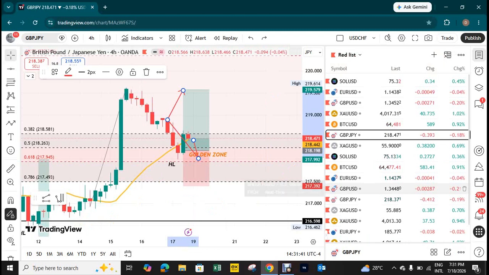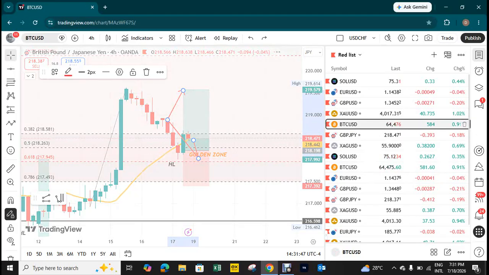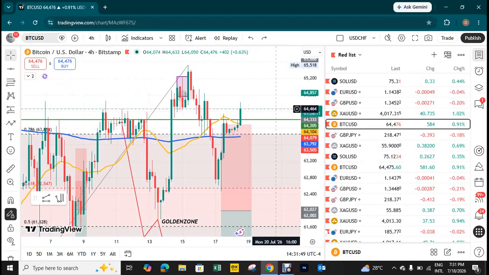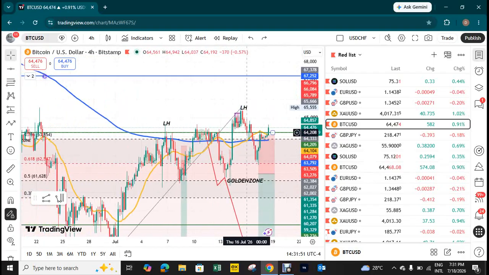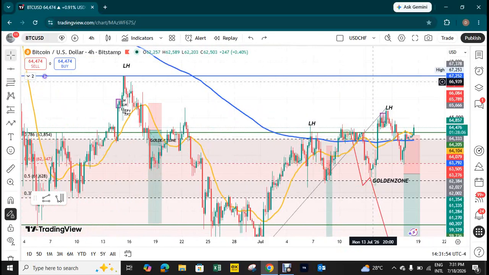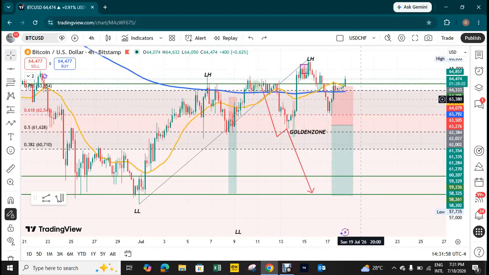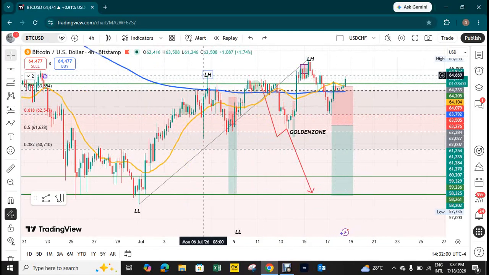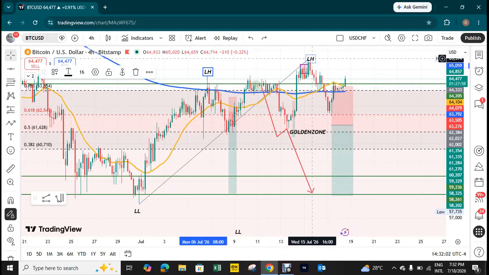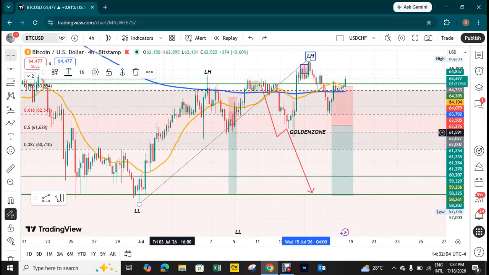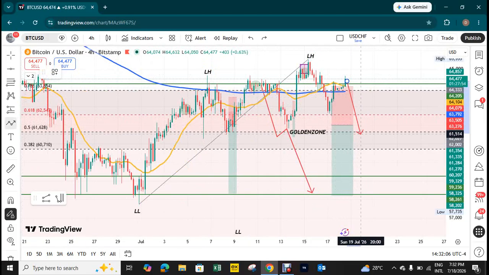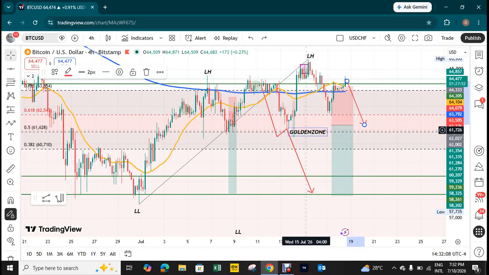The next one is going to be, let's look at Bitcoin, BTCUSD. This is Bitcoin, BTCUSD. What do we have here on Bitcoin? Nothing is happening here yet, but we're expecting price to come down, after we saw lower high 1, lower high 2. We want to see price come down into the golden zone, which is this area.